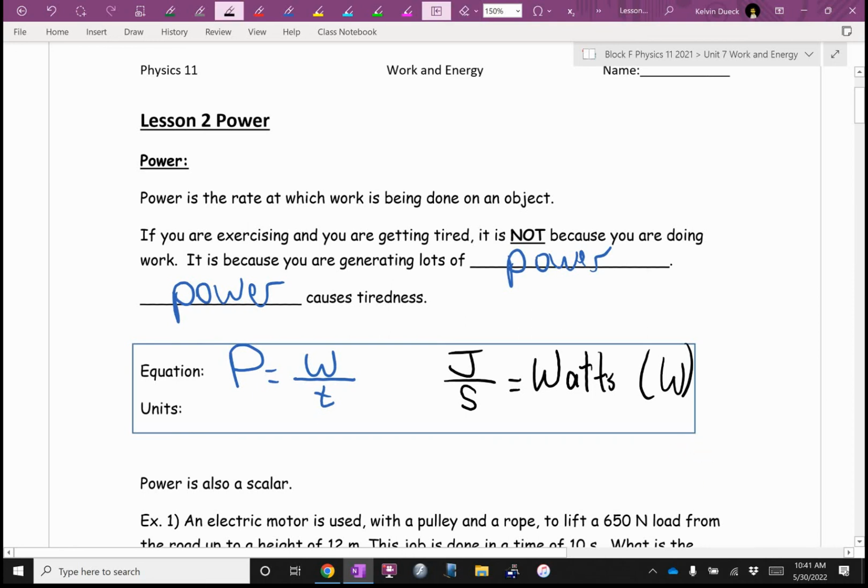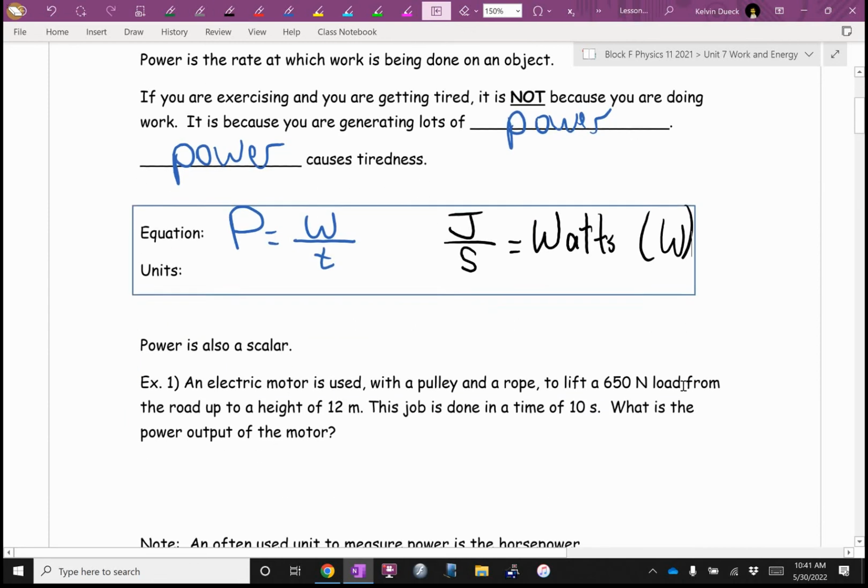Watts are named after James Watt, who I think is the most overrated science person to have such an important unit named after him. I really wish they'd named it after somebody else. He's overrated. Much like LeBron. Anyway, he's overrated. Okay.